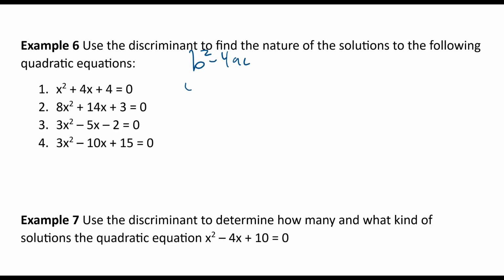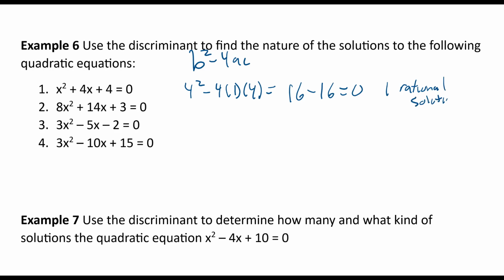So in this one, it's going to be 4 squared minus 4 times 1 times 4. And that's going to be 16, I should say, not 4. 16 minus 16, which is 0. So this has one rational solution. And I bet you can guess what that is.